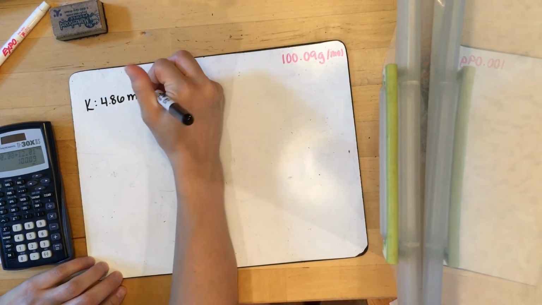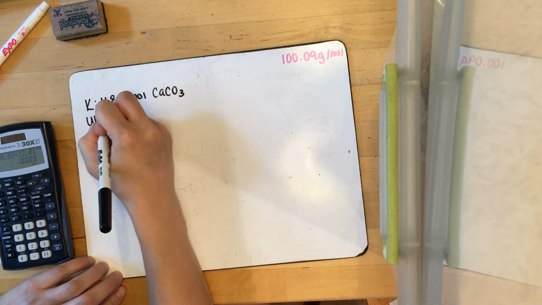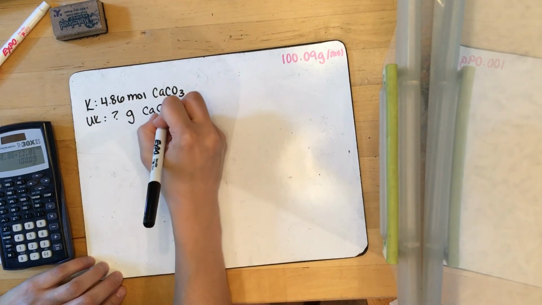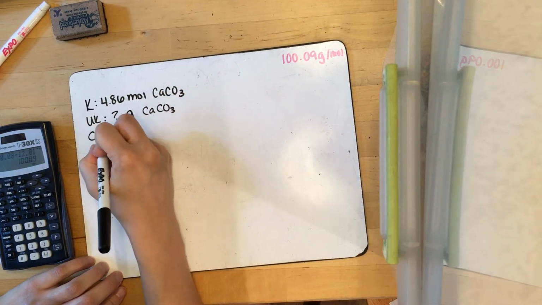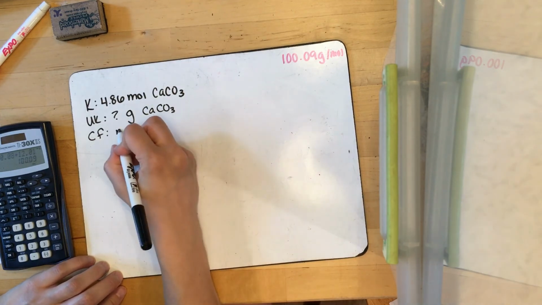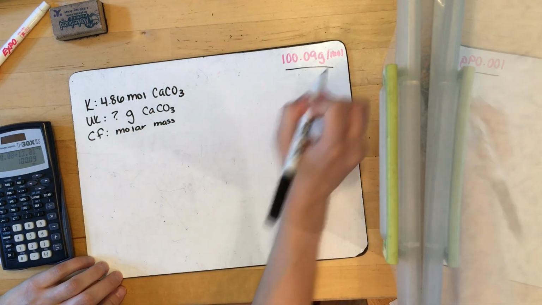So we have 4.86 moles of CaCO3. We want to find how many grams that is. And so anytime we're going from moles to grams, we need to use the molar mass, which is what we found in the last problem.